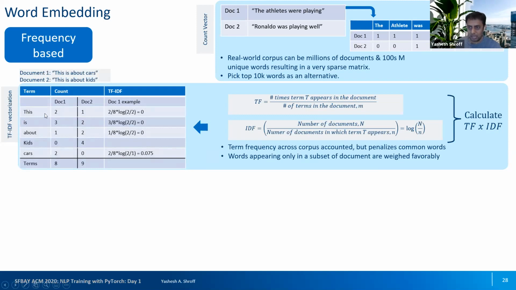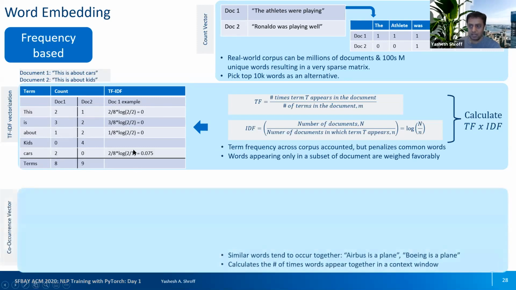So again, a different example, this is about kids in cars. Let's say document 1 has frequencies of 2, 3, 1, and 2 for these individual terms. You look at the total number of terms here and how frequent they are. And then you look at document 2. And here I've calculated TF-IDF for each one of these words. This starts to give you some sense about what that particular document is about.